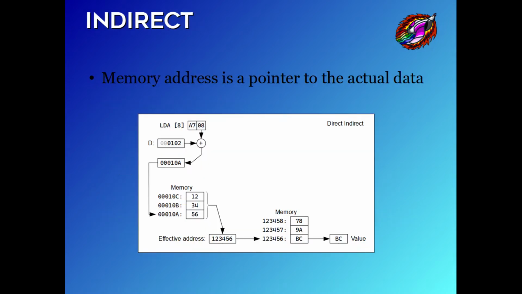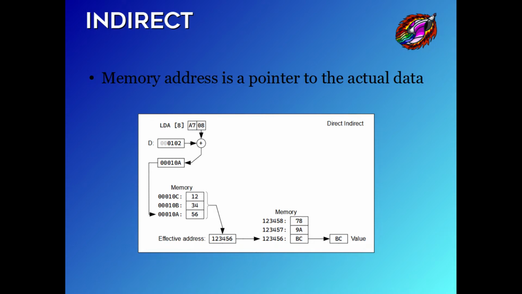So let's take a look at the simplest case first, which is just plain old indirect. In this one, the operand is a memory address, and that memory address is specifying the actual pointer to the data that we want. So in this example here, I'm doing a LDA square brackets of 8. The square brackets are indicating that we're doing a full 24-bit pointer there. So we take that 8, and we add it to the direct page register, which in this case is 102, and that gets us an address of 10A. And that is the address of the least significant byte of the 24-bit pointer.